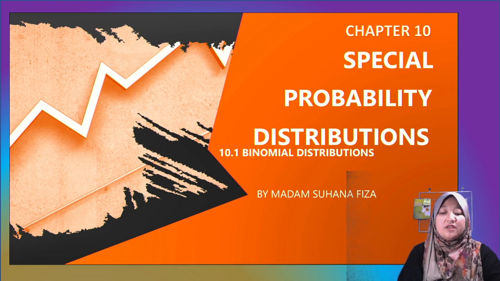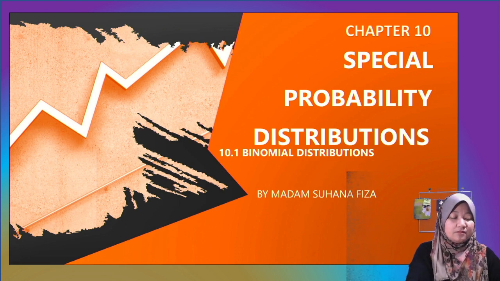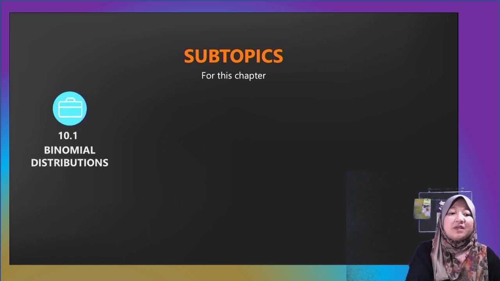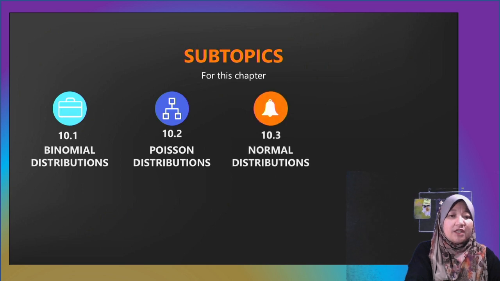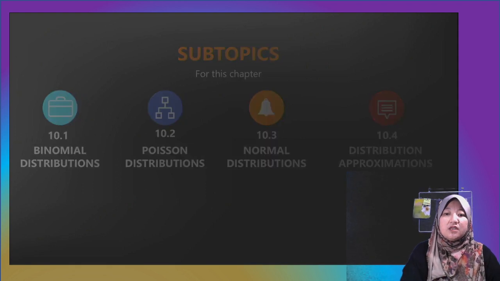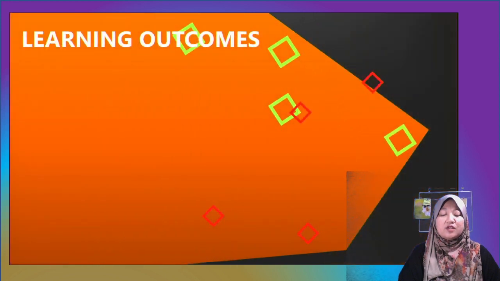So today, my turn to share with you about Chapter 10, Special Probability Distribution. For this chapter, we have 4 subtopics: 10.1 Binomial Distribution, 10.2 Poisson Distribution, 10.3 Normal Distribution, and 10.4 Distribution Approximation. So today I will discuss with you about 10.1 binomial distribution.